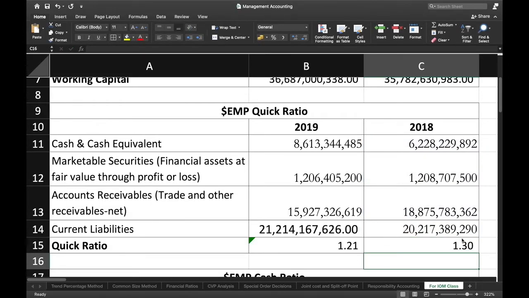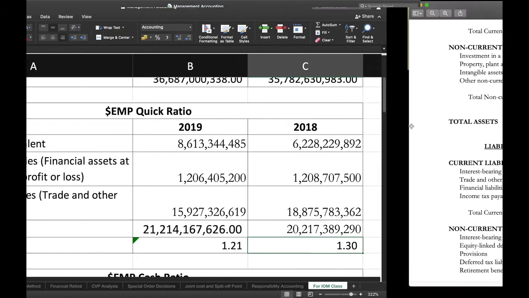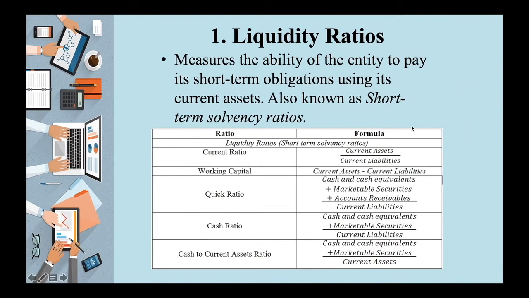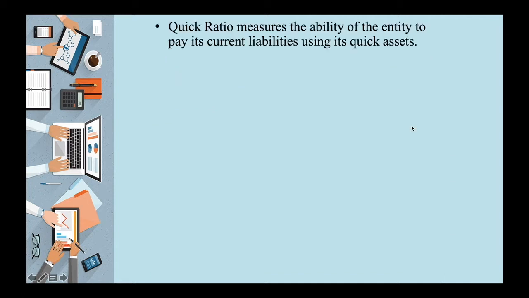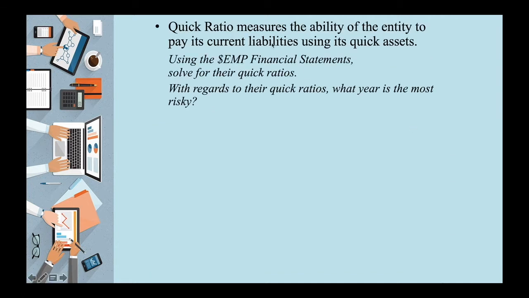Now, anong masasabi natin dito? 1.21 is smaller than 1.30. So, mas maliit yung value ng 2019 over sa 2018. Now, let's check kung ano ba yung inuutos sa atin sa quick ratio. Using the EMP financial statements, solve for their quick ratios. Na-solve na natin, no? With regards to their quick ratios, what year is the most risky?